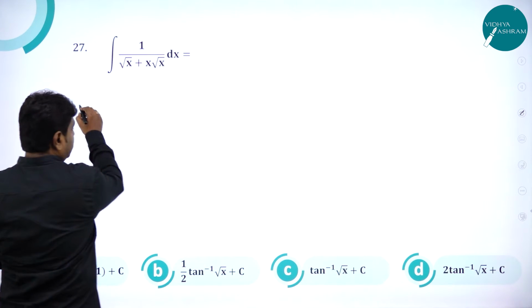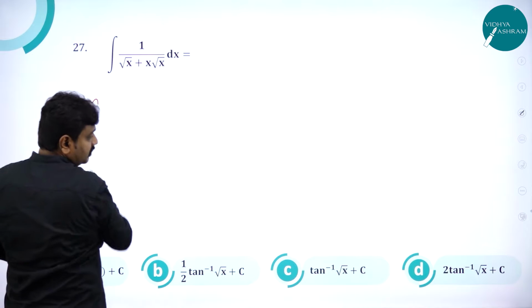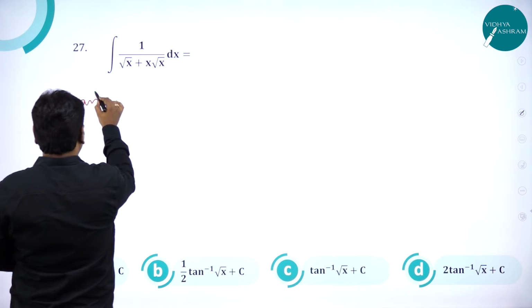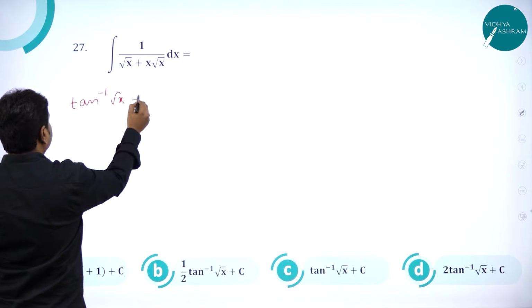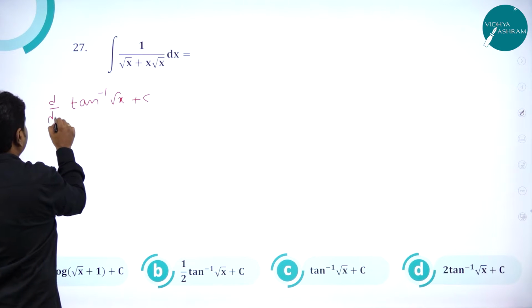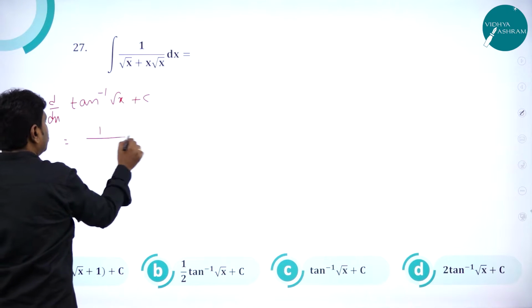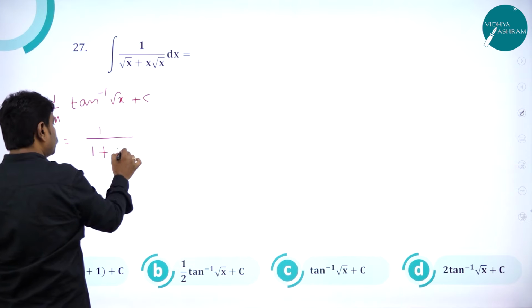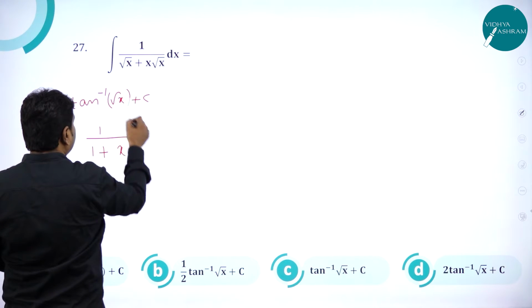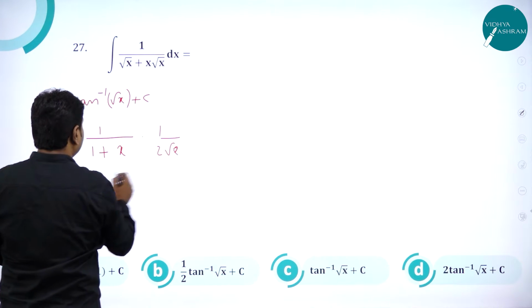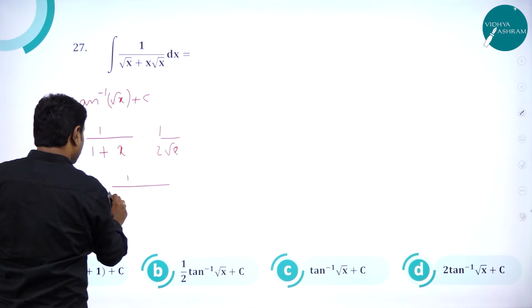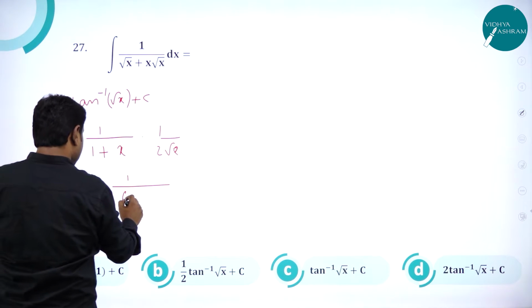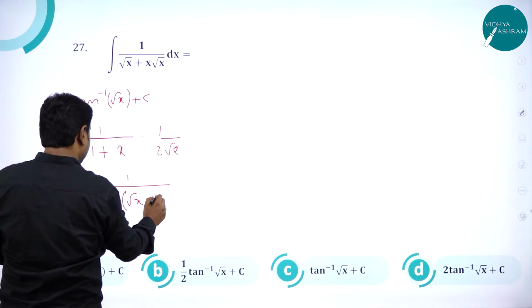So now I will take plain tan inverse root x, option C, I will try. I will differentiate this, d by dx. All of you know what is the derivative of tan inverse x? 1 by 1 plus root x the whole square is x, into d by dx of the internal function, 1 by 2 root x. So my answer is 1 divided by 2 times root x plus x root x.